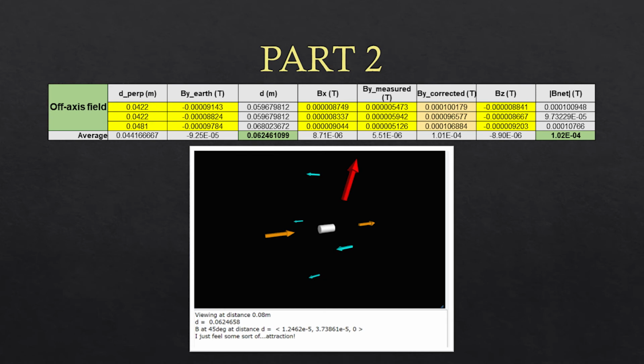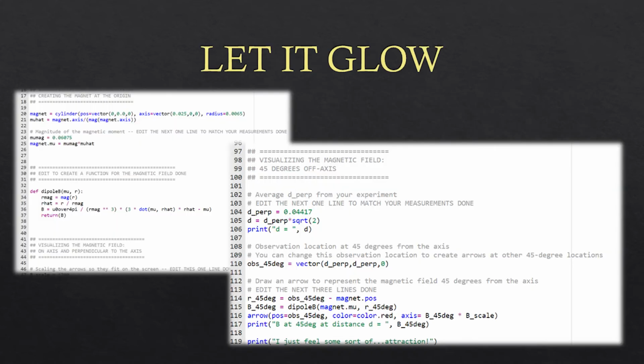The table shows our experimental values for distance and the components of the magnetic field. Yellow cells indicate measurements, while other cells are calculations made with these measurements. We then compare this data with the simulation of our experimental setup. Our simulation is done through GlowScript.